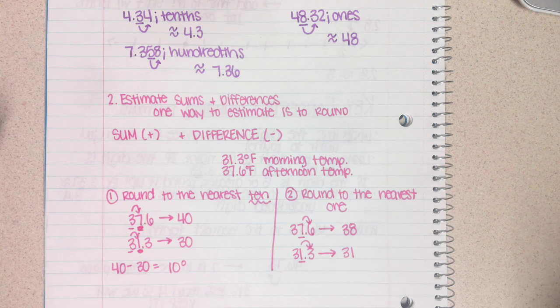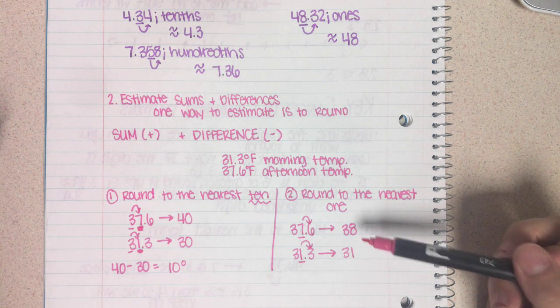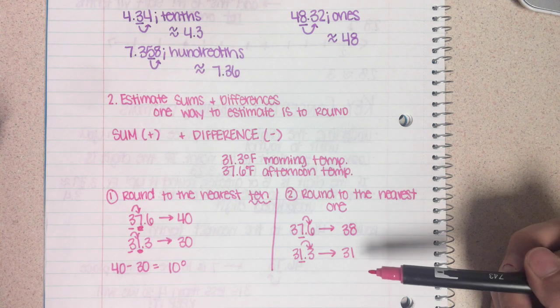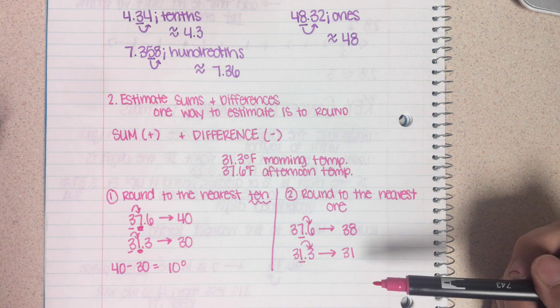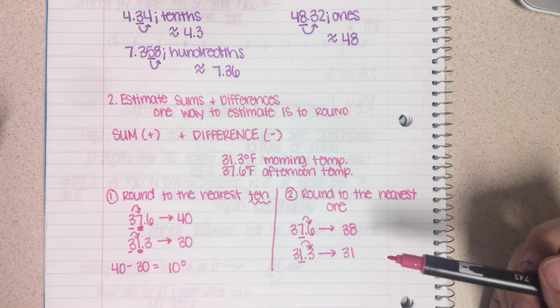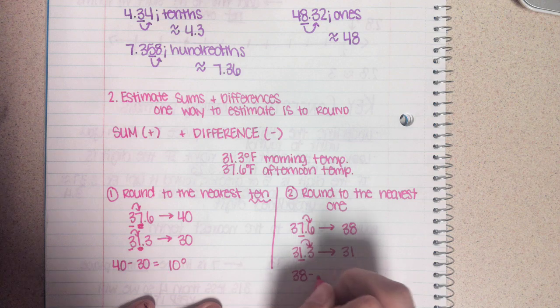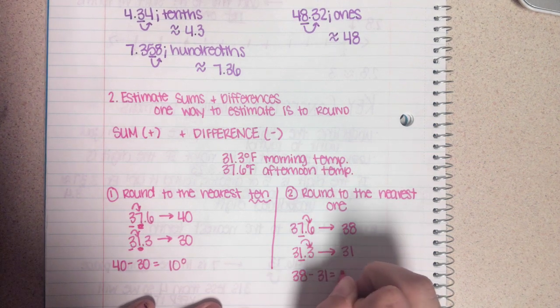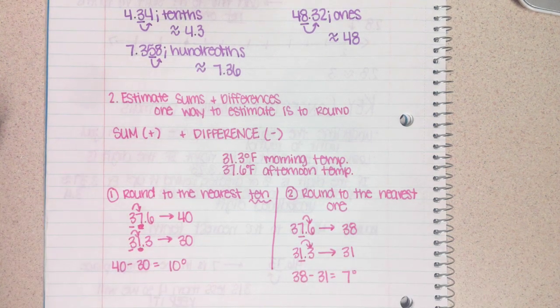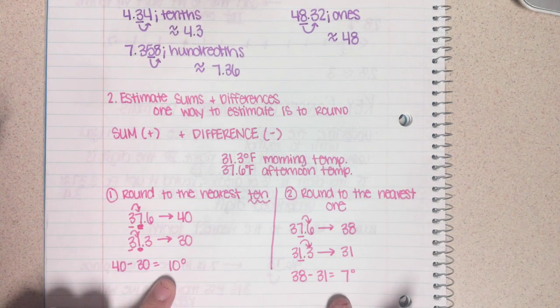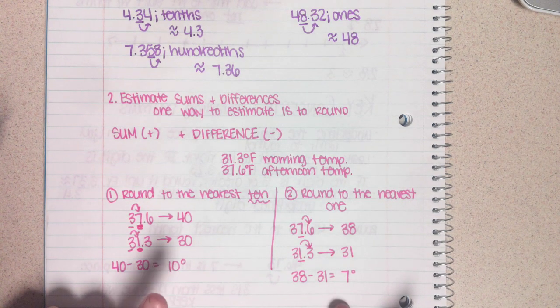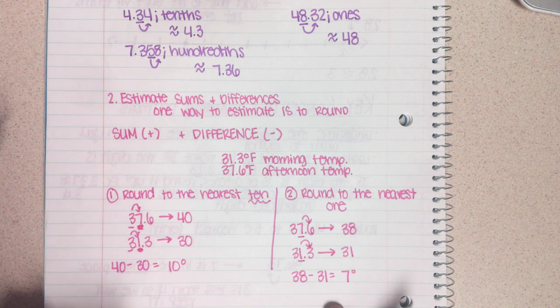Okay? Remember, just like we learned yesterday, if it's over 5, go up 1. If it's 4 or below, go ahead and keep it the same. Okay? So that way I would just have to do 38 minus 31, which would give me 7 degrees. Okay? These two numbers, even though they are different, they are very close together, so it would give me a good estimate to figure out what the actual answer is. Okay? Hopefully you are with me so far.